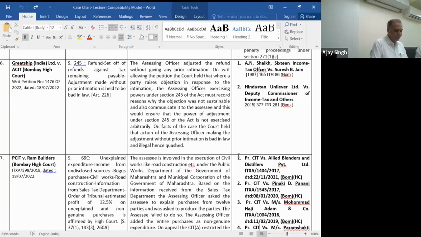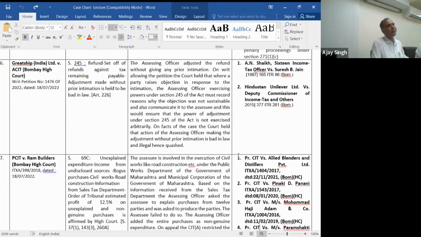So the same position of law has been once again confirmed by the Honorable High Court, and on the facts of the case, the court held that the action of the assessing officer in making the adjustment without prior intimation is bad in law and illegal, and has hence been quashed.